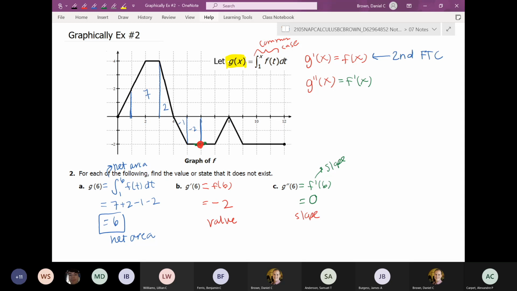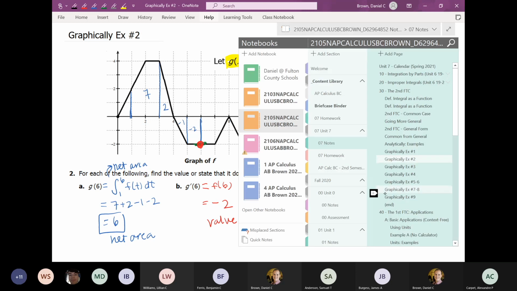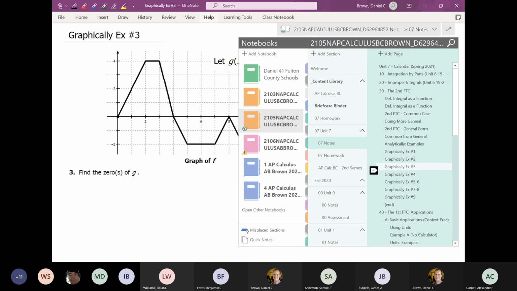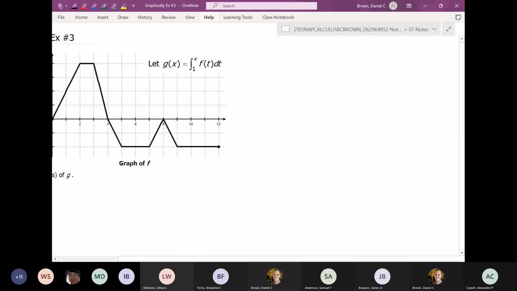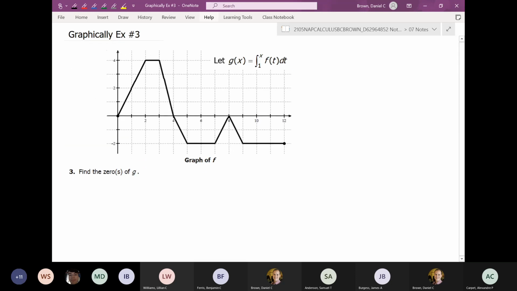And then we saw how g was representing the net area, as we said before. G prime ended up being the same thing as f, which would be finding the value on a graph. And then g double prime was the same thing as f prime, which is related to the slope. So where we're at today, I just have several slides of a lot of questions we looked at first semester, but in these contexts of the integral defined function.